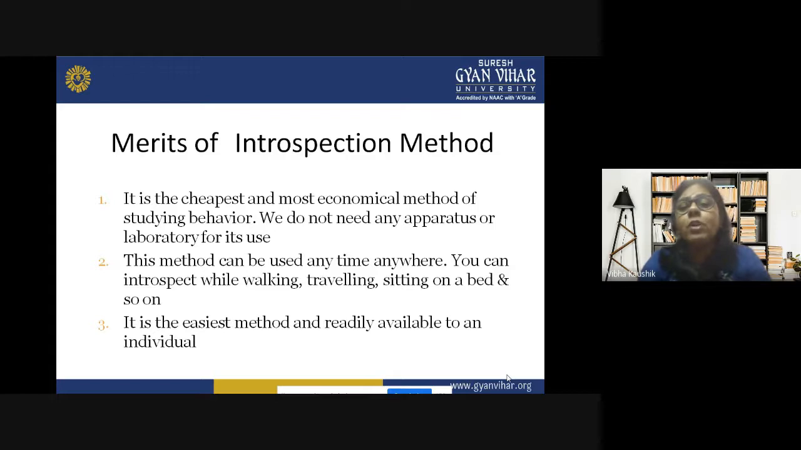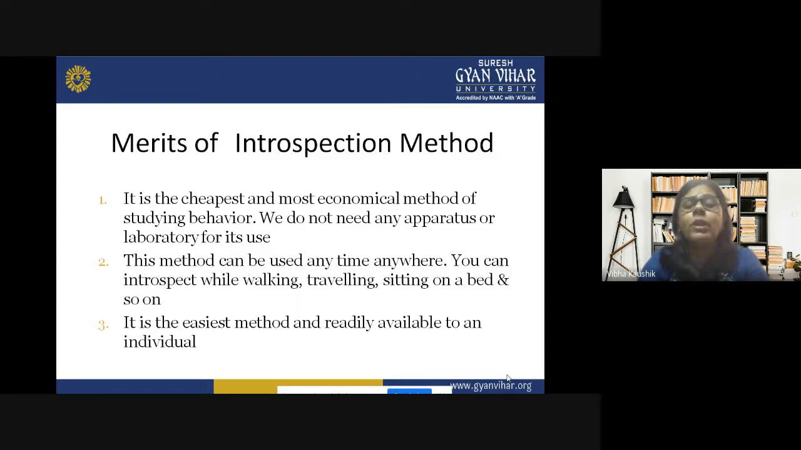Now, the merits of the introspection method. What are the advantages of conducting an introspection method? It is the cheapest and most economical method of studying behavior. We are going to use this method because it is the cheapest and most economical method for studying the behavior of a particular individual. We do not need any apparatus or laboratory for its use.